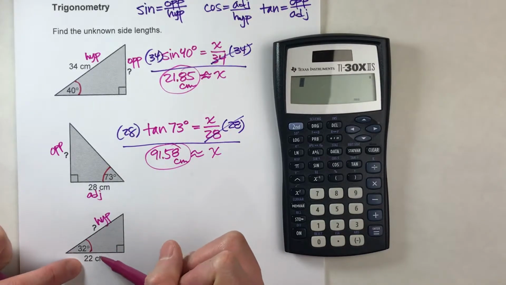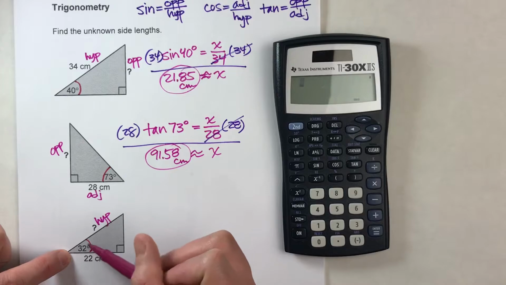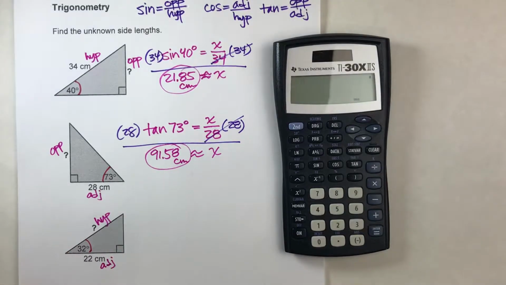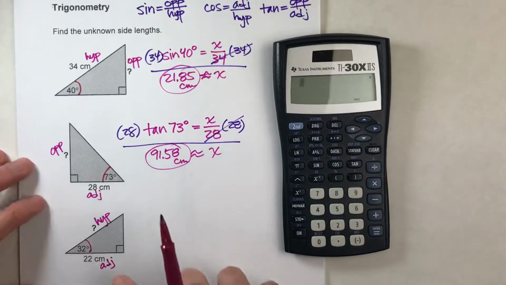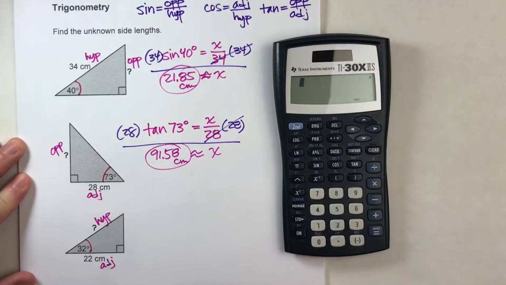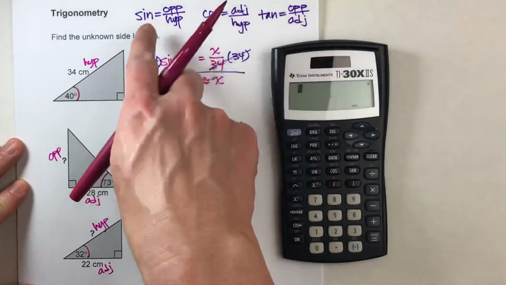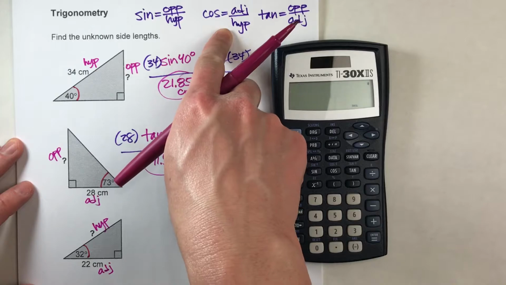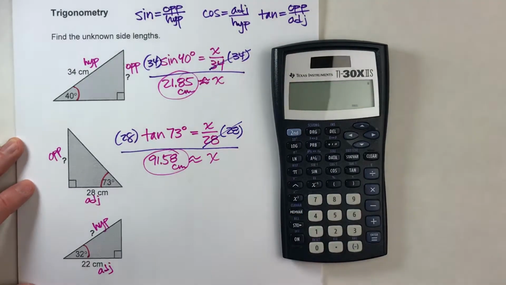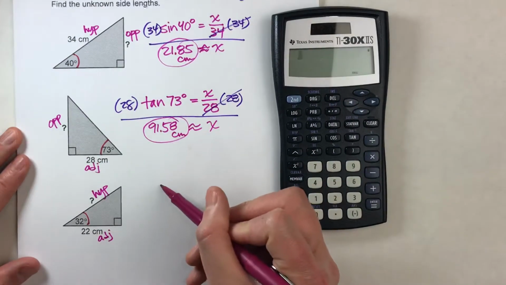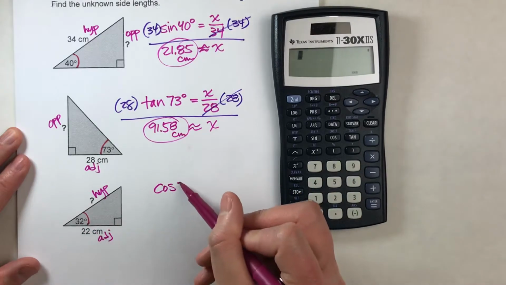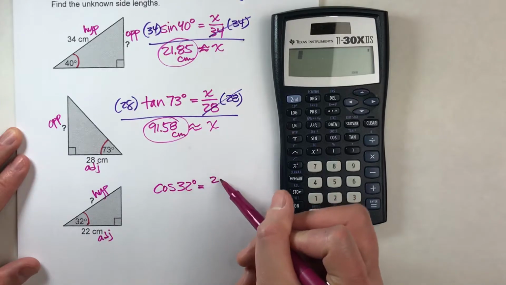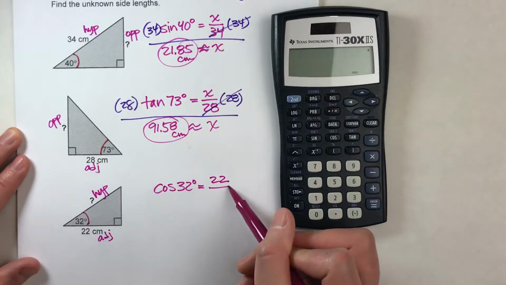And the leg next to the angle is the side they gave us. So that's my adjacent leg. So notice, in this problem, we're using the adjacent leg and the hypotenuse. And again, there's only one trig ratio that uses the adjacent leg and the hypotenuse. That would be cosine. So, setting up my equation, I'm going to write the cosine of 32 degrees is equal to the adjacent leg, 22, divided by the hypotenuse, which is what we don't know.